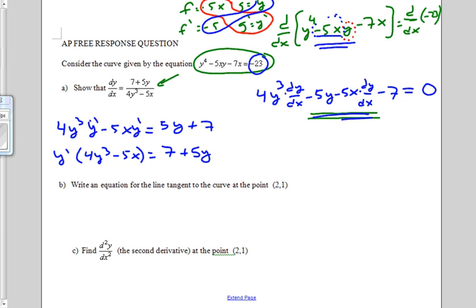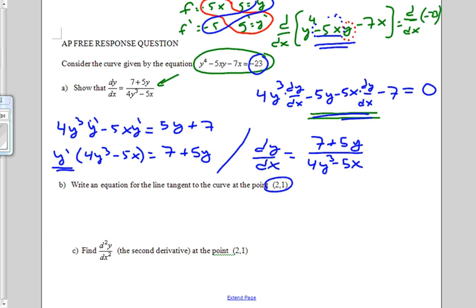And when we divide, I'm going to get dy dx equals 7 plus 5y over 4y cubed minus 5x. AP free response problem, part A, done. Then it says, write an equation for the line tangent to the curve at the following point. So we know the point is 2, 1.